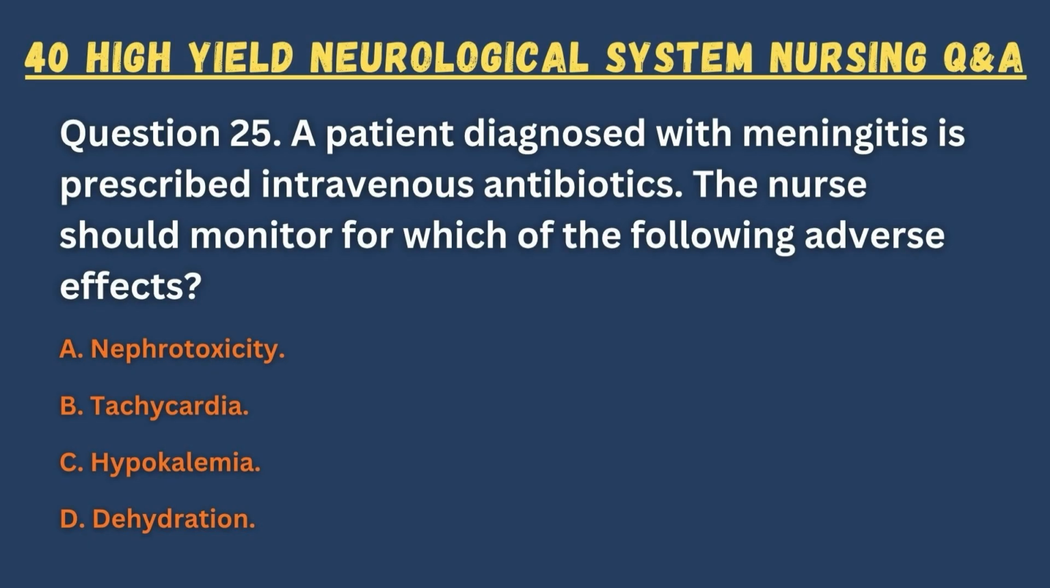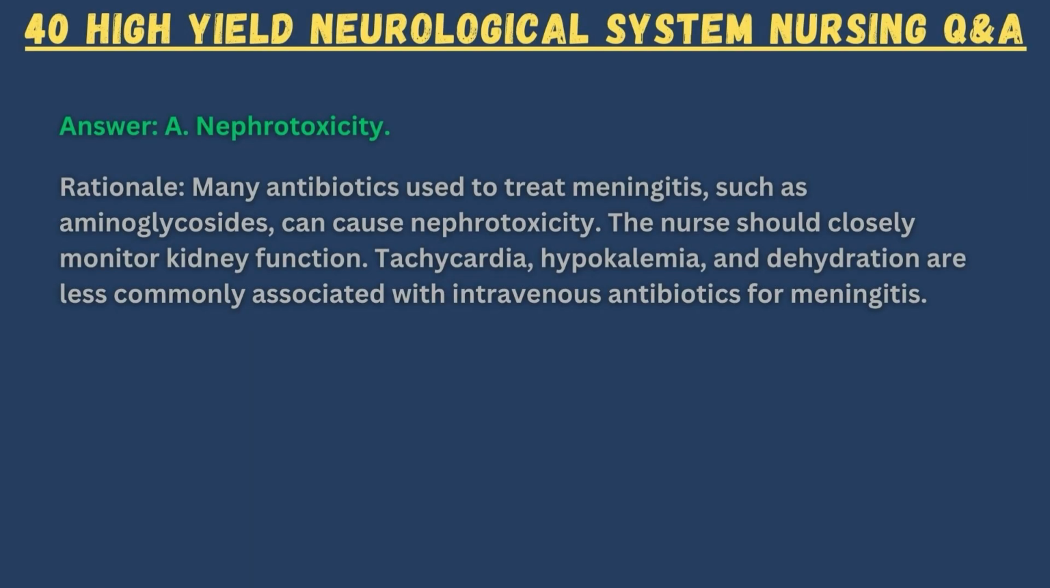Question 25. A patient diagnosed with meningitis is prescribed intravenous antibiotics. The nurse should monitor for which of the following adverse effects? A. Nephrotoxicity. B. Tachycardia. C. Hypokalemia. D. Dehydration. Answer: A.